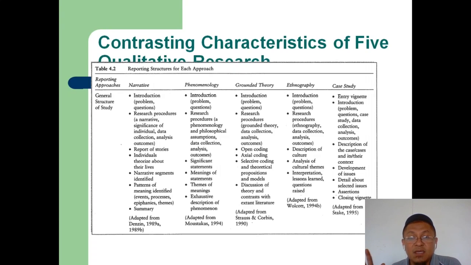Ethnography, same, you have the introduction, the research procedure, and then the description about the culture, analysis of cultural themes, interpretation, lessons learned, and questions raised.